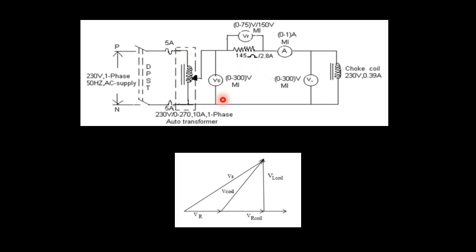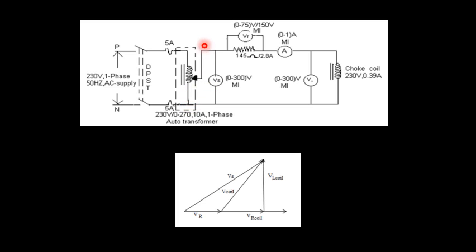Why is it called the 3 voltmeter method? Because here we are using 3 different voltmeters: one for measurement of the source voltage or the applied supply voltage, another to measure the voltage across the resistance, and a third to measure the voltage across the choke coil. The video of the experiment is already provided to you, so you can verify how to conduct the experiment by using that presentation.